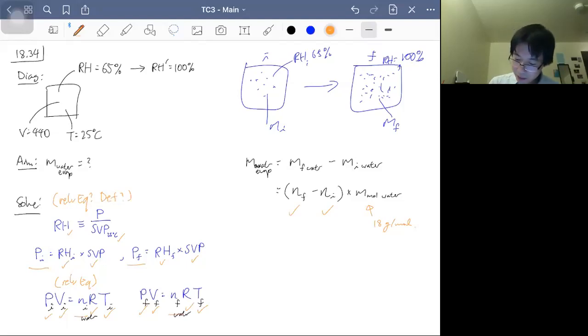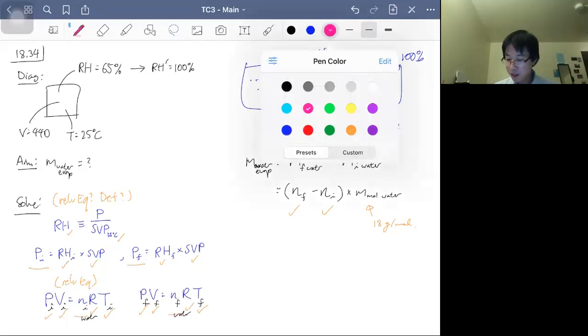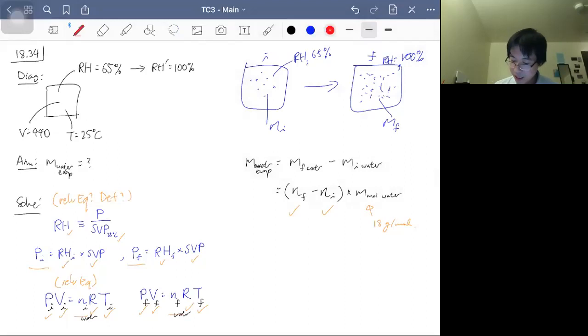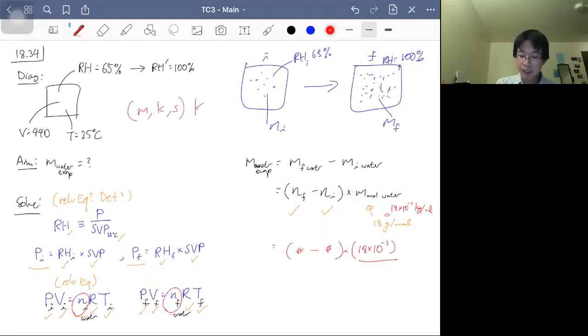About units, mole is an SI base unit as well. Grams is not; kilograms is the base unit. So if you're using my method, this is what you want to plug in: this number from here, and then 18 times 10 to the minus 3 kilograms per mole. So with anything in MKS, the other one you want to know is temperature, in Kelvin. Moles is also a base unit for SI.